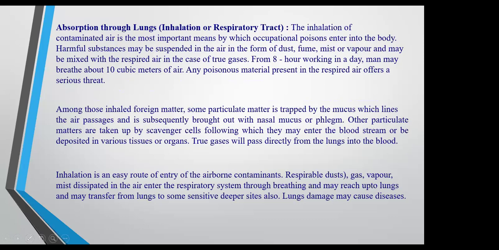Contaminated air is the most important means by which occupational poisons enter into the body. Harmful substances may be suspended in the air in the form of dust, fume, mist, or vapor, and may be mixed with the respired air in the case of true gases. So what will happen? Inhalation is a continuous process, so it is an easy way for chemicals to enter into our body.